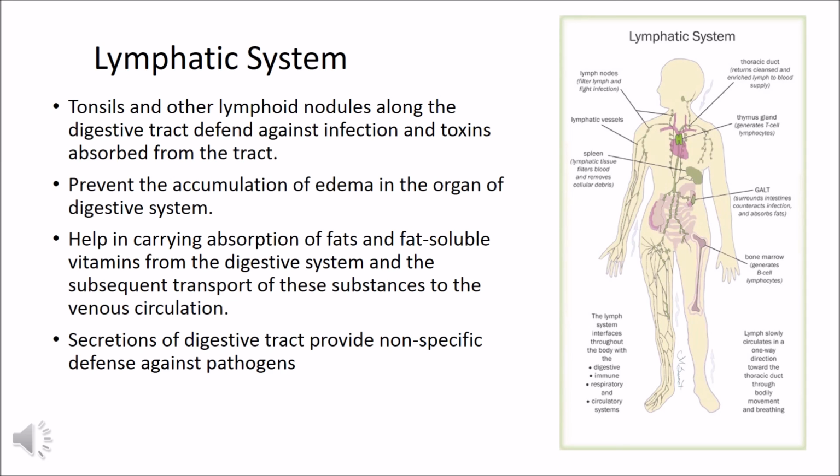For the last point, I will explain how the digestive system affects the lymphatic system. Secretions of the digestive tract, for example acid and enzymes, provide non-specific defense against pathogens, which indirectly aids the lymphatic system, which defends the body against pathogens.